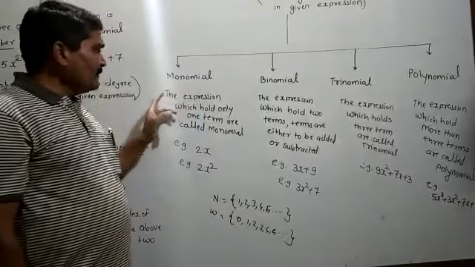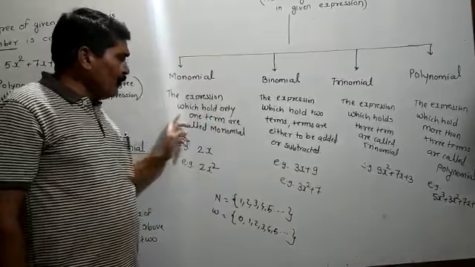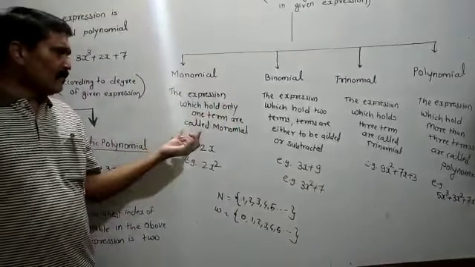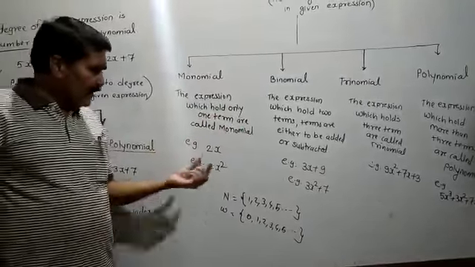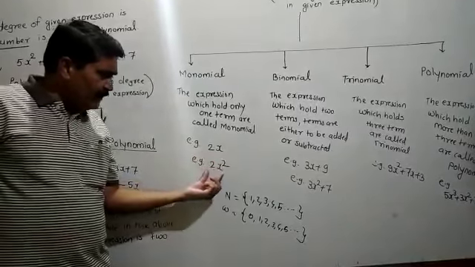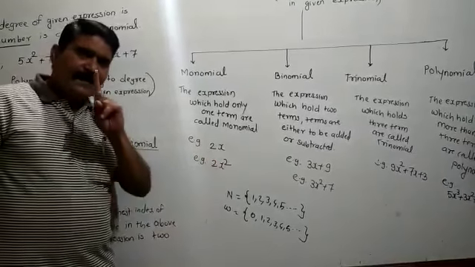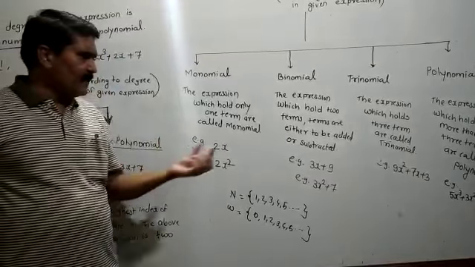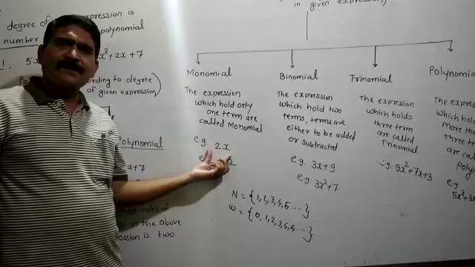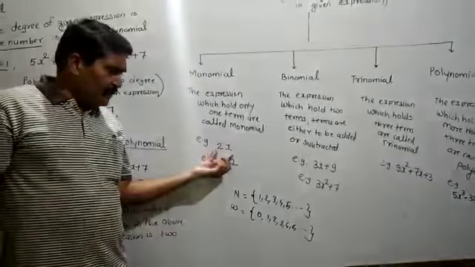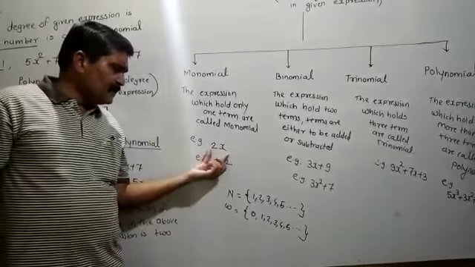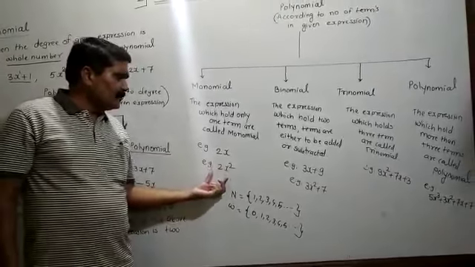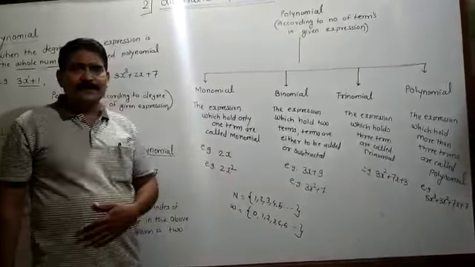So monomial means the expression which holds only one term is called the monomial. Here this expression holds only one term. Term means only the multiplication operation. The expression with only the multiplication operation is called a term. So this is one term, this one is also one term. So these expressions are called the monomial.